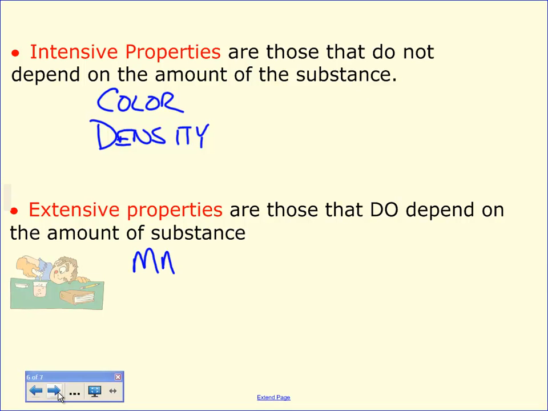Extensive properties do depend on how much there is. And we're going to worry a lot about extensive properties. I mean, we worry some about intensive too, but we're going to worry a lot about extensive properties as well. So this is like mass, volume, the length. The more of the substance you have, the bigger the mass would be, the bigger the volume would be, all of those types of things.